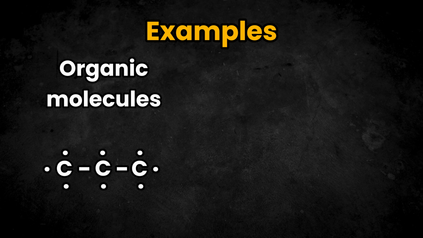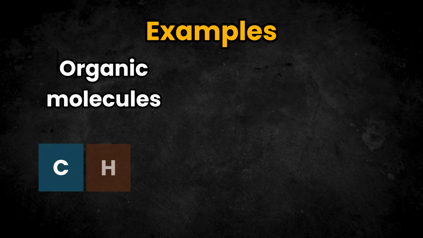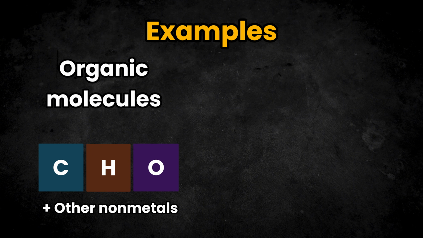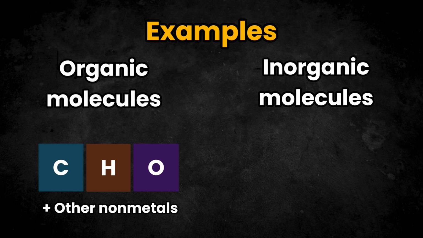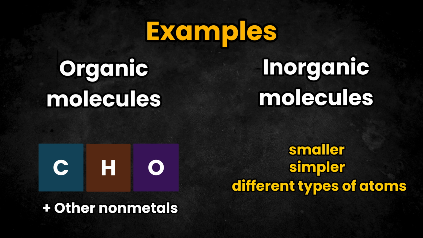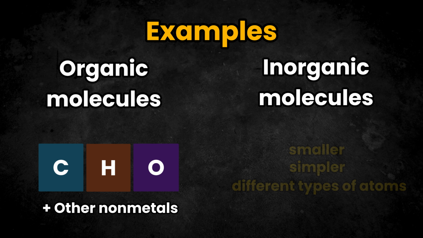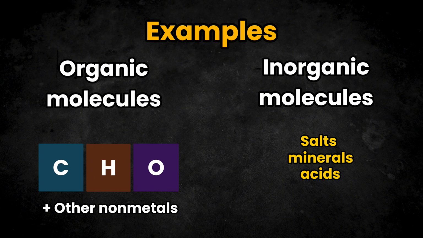Organic molecules can be recognized by the fact that they are composed only of carbon, hydrogen, and oxygen, and sometimes a few other nonmetals. Inorganic molecules rarely have this kind of chain structure with repeating atoms of the same element. They're often smaller, simpler, or made of different types of atoms bonded in various ways. Inorganic compounds include everything else, such as salts, minerals, acids, and metals.